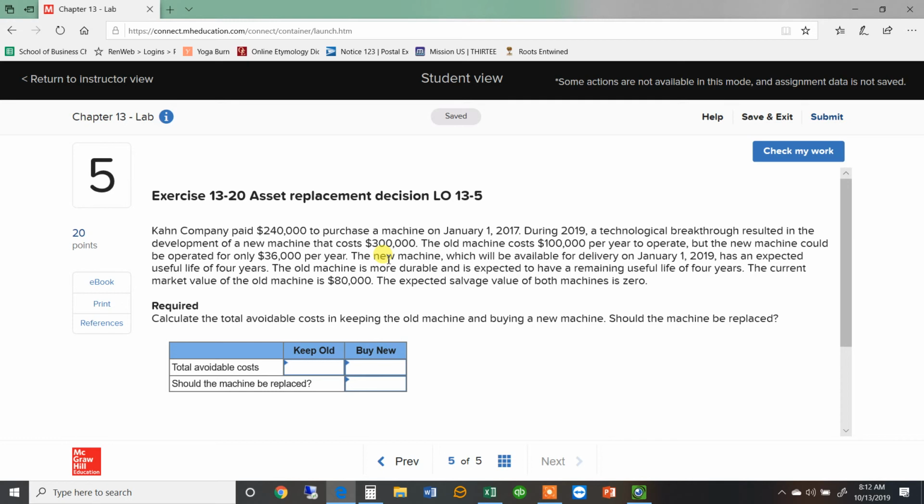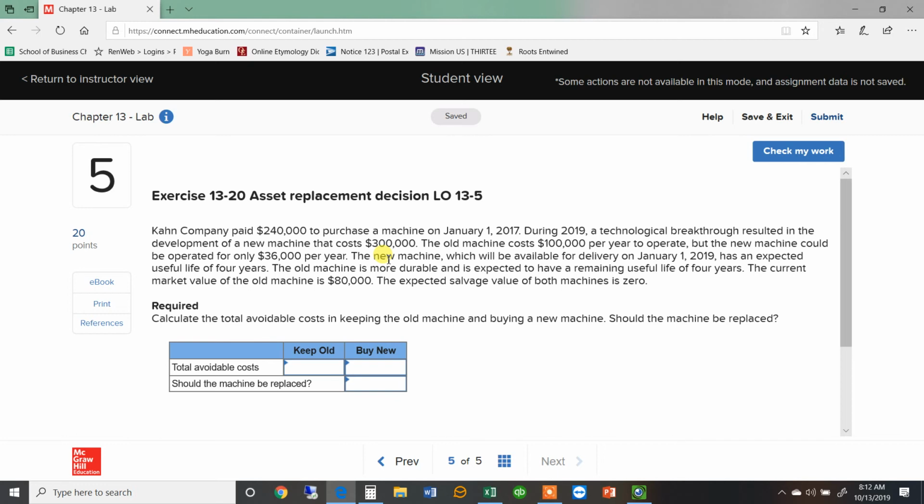You may even look at it from the perspective of, should we move? Different things like that. So here, it says Khan's company paid $240,000 to purchase a machine on January 1st, 2017. During 2019, a technological breakthrough resulted in the development of a new machine that cost $300,000.